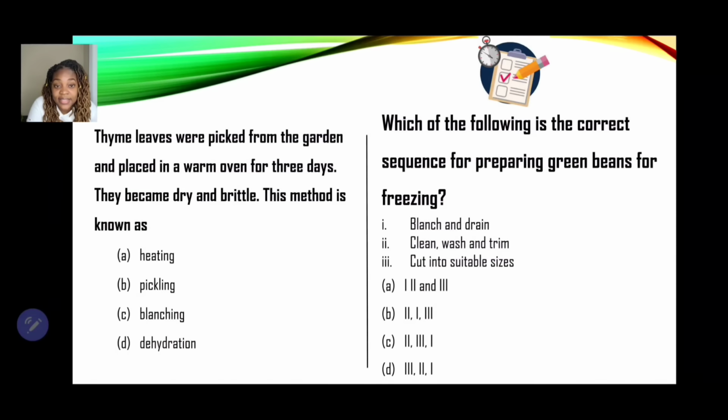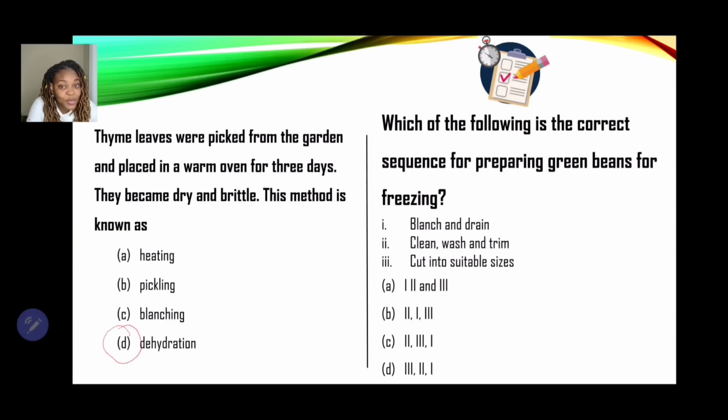A, heating. B, pickling. C, blanching. And D, dehydration. And the correct answer here is D, which is dehydration, because the moisture was removed from the leaves. All right, next question. And as you can see, it's a combination question. Which of the following is the correct sequence for preparing green beans for freezing?